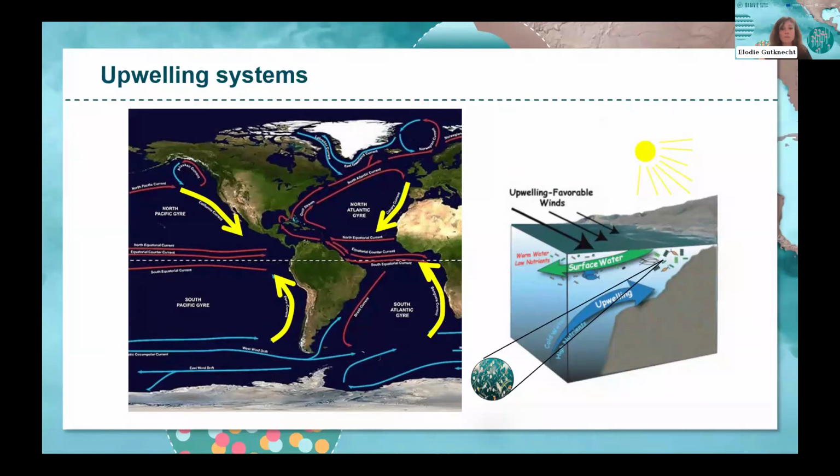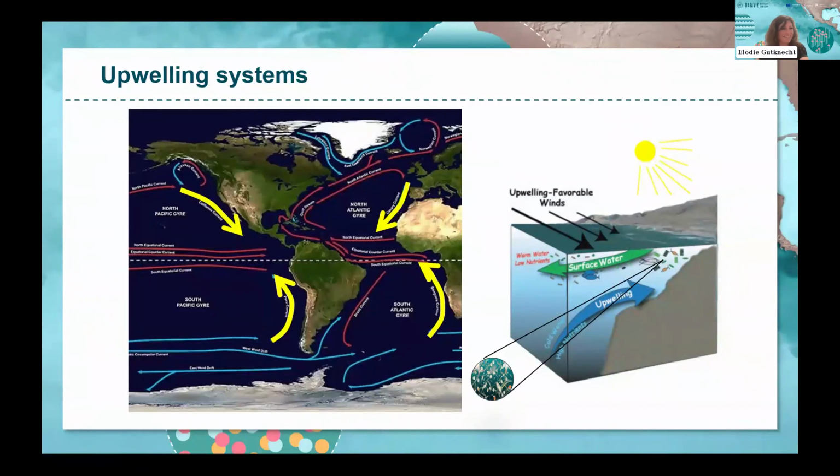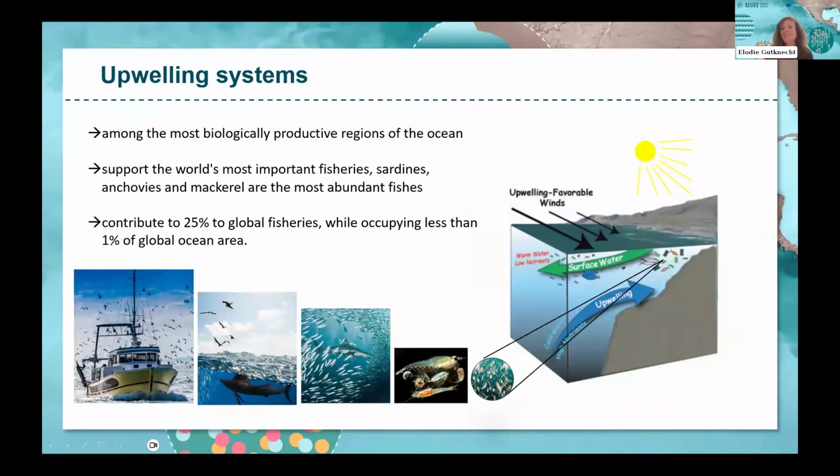And so once these waters reach the surface, they are illuminated by the sunlight, and this allows the phytoplankton to grow. And usually they are able to grow really fast and intensively. And this provides food for zooplankton, fish, marine mammals, and seabirds.